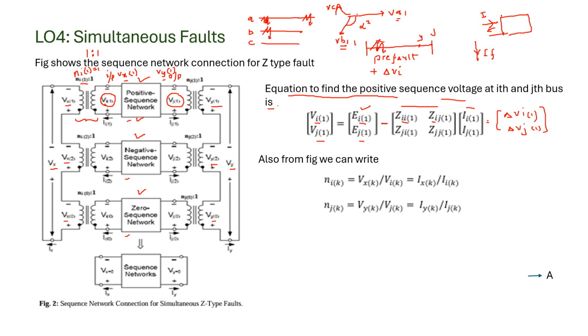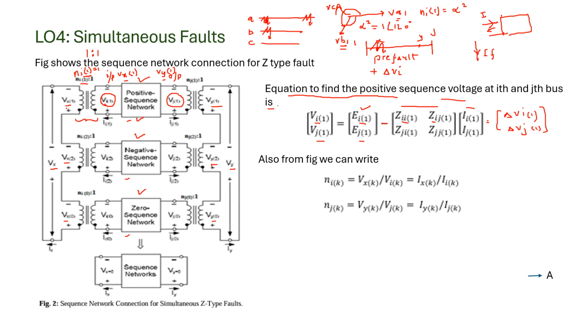Yes, alpha square. So you have to rotate this vector in the positive direction by alpha square. Alpha is 1 at an angle of 120 degrees. So this Ni1 in this case will be alpha square. So your transformation ratio will depend on which line the fault has taken place, and accordingly we can choose this transformation ratio, whether it is alpha or alpha square.